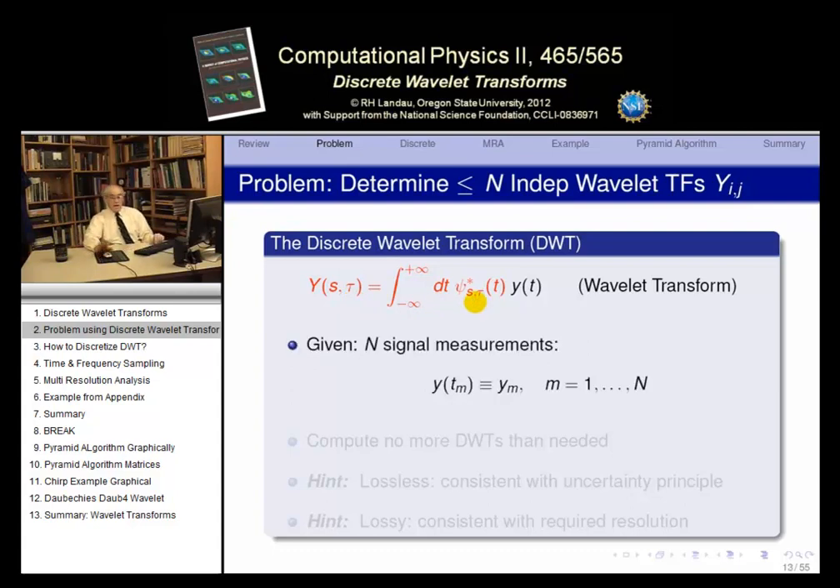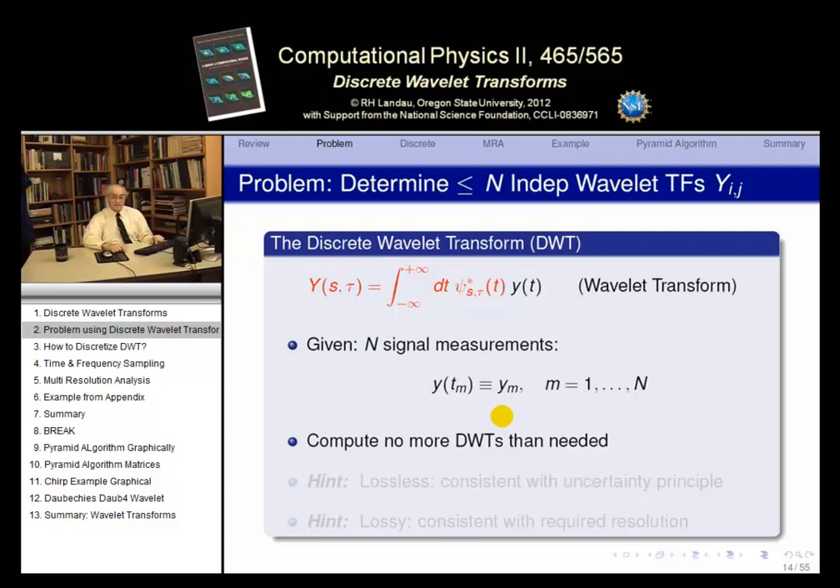Now we want to say, okay, but we've only measured the signal at discrete times, n times. And then that means at best we can only determine n wavelet transforms, and we want those wavelet transforms to be independent. And we don't want to do any more work than we have to.